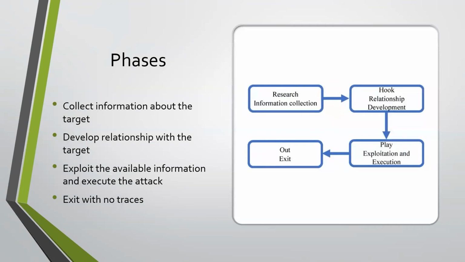In a social engineering attack, the attacker manipulates the user into giving information. To get the information, there are a number of phases. Initially, there are four phases. The first phase is to collect information about the target. The second step is to develop a relation with the target. Moving on to the third point, the attacker exploits the information and executes the attack. After getting the information, the attacker executes the plan and leaves with no traces.